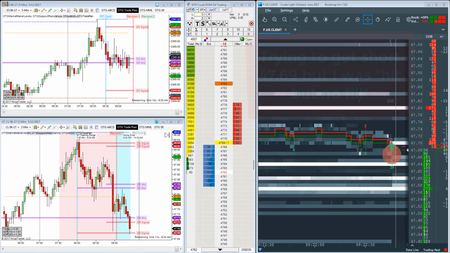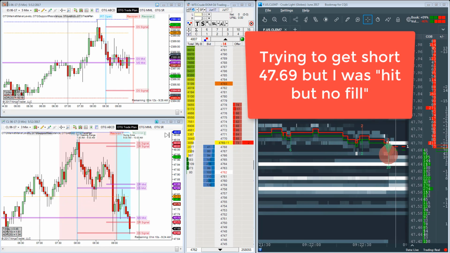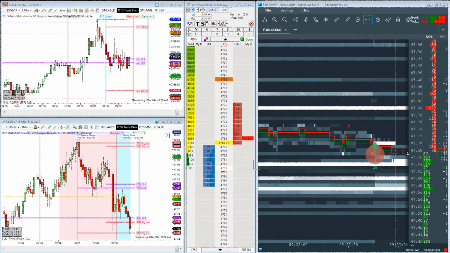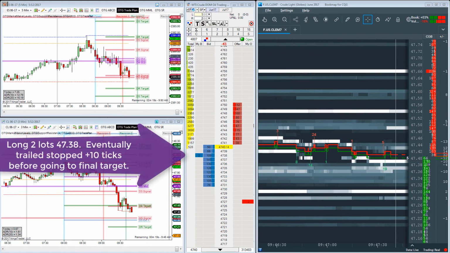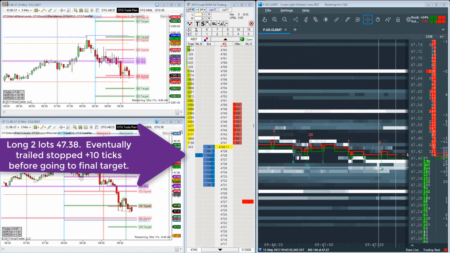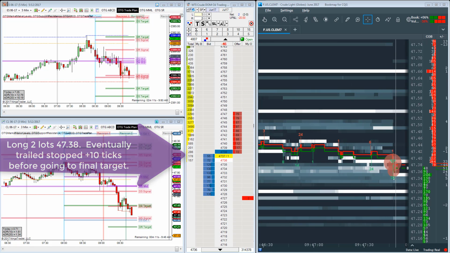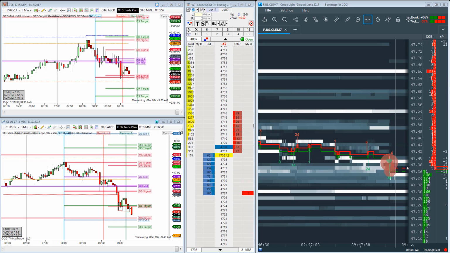I am going to put in short right here at 69, short 69. Looking to get short 69. There's hit but no fill. You've got liquidity up here at 70. There's another hit but no fill at 69. All right, I'm 38 long. That's just, I'm thinking out loud here. 38 long. There's 40. Okay, there's 38. That was a little bit aggressive.